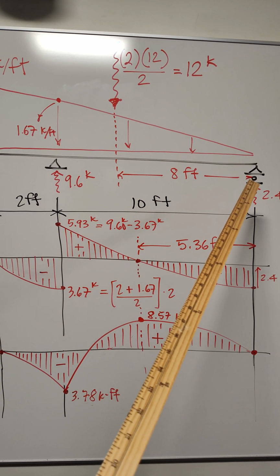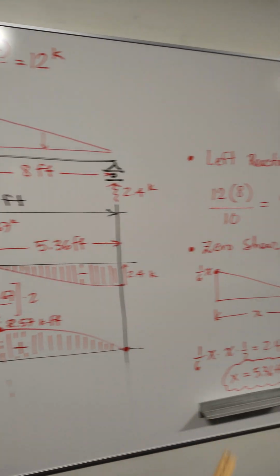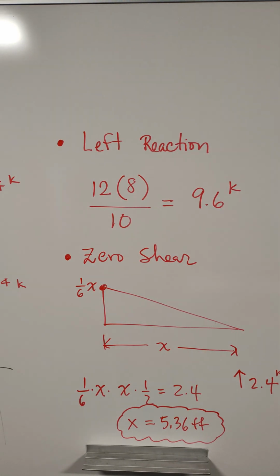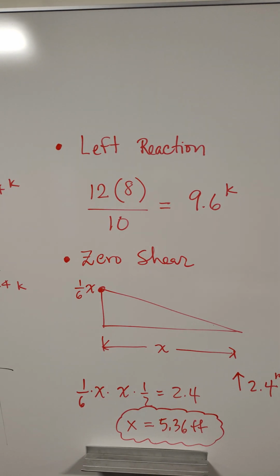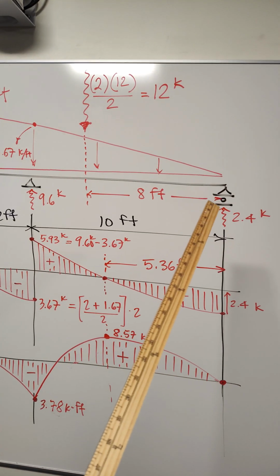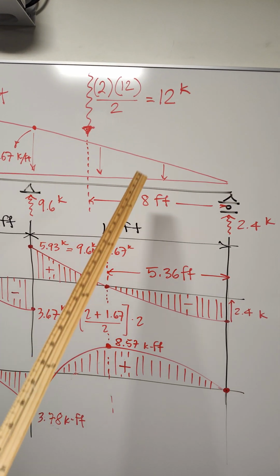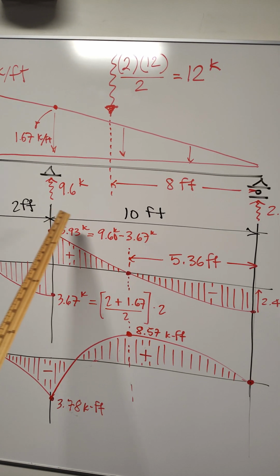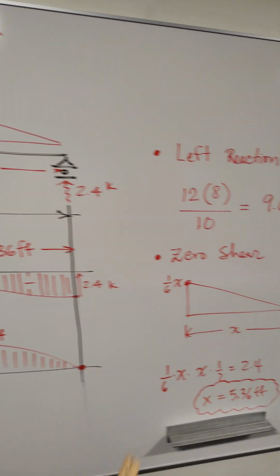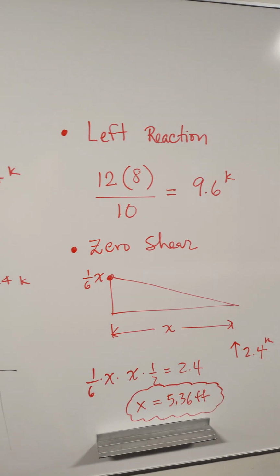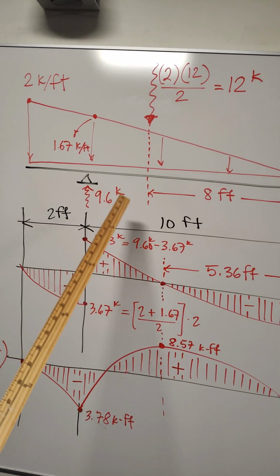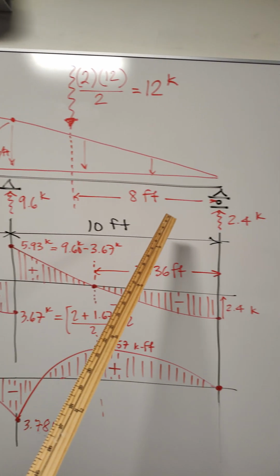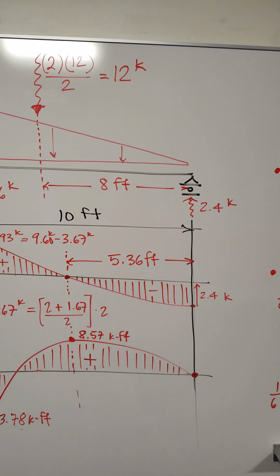So if we do sum of moments about this support, we obtain 12 times 8 divided by 10 gives us the left reaction. Summing moments here, 12 times 8 equals this reaction times 10. So the answer comes out to 9.6, and if we subtract 12 minus 9.6, we get the right reaction, which is 2.4.